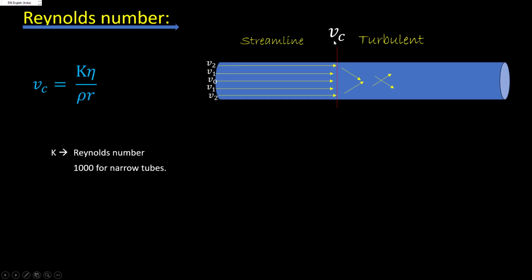Now, there is a certain velocity above which the streamline flow becomes turbulent, and this is the critical velocity. It is given by k eta by rho r, where k is the Reynolds number, eta is the coefficient of viscosity of the liquid or fluid, rho is the density, and r is the radius of the pipe. K is generally 1000 for narrow tubes. It is determined by experiment.